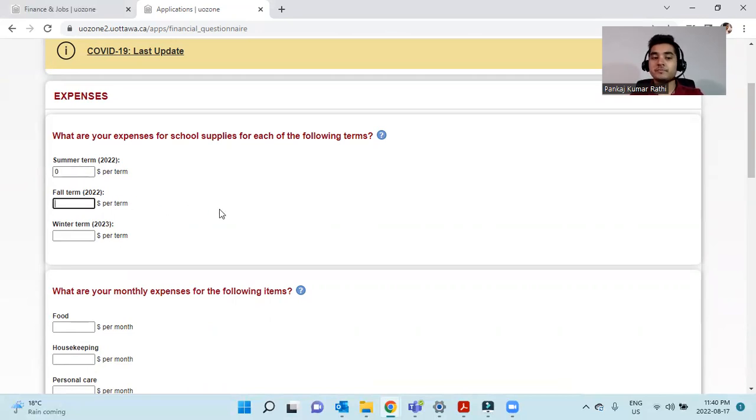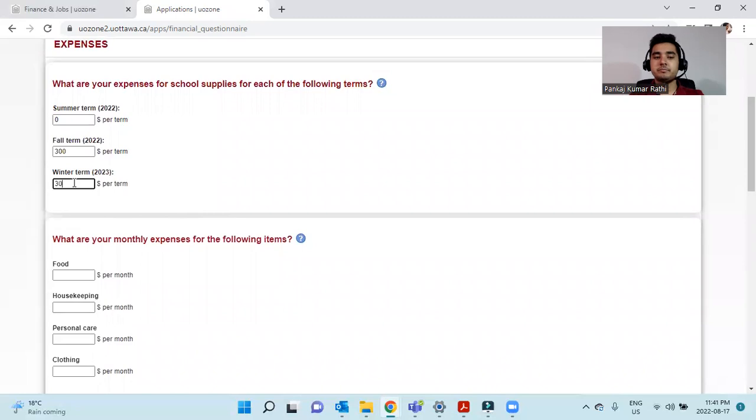For the fall term, you might purchase pens, books, and spend on some other purposes. So per term, how much is your expense? On an average, it will be around $300 to $500. It depends on your expense. Whatever your expense is, mention that.